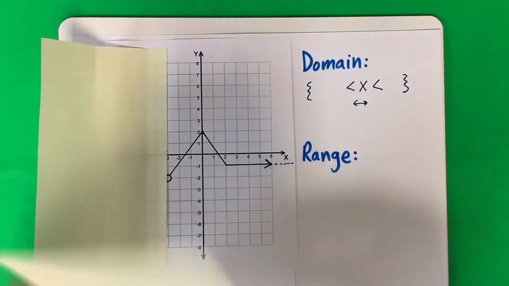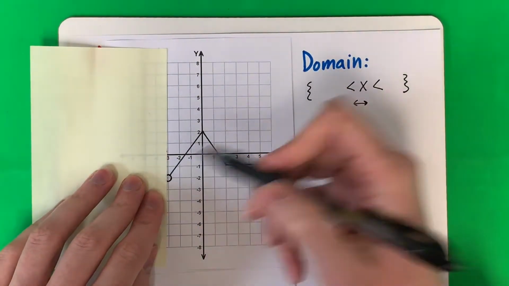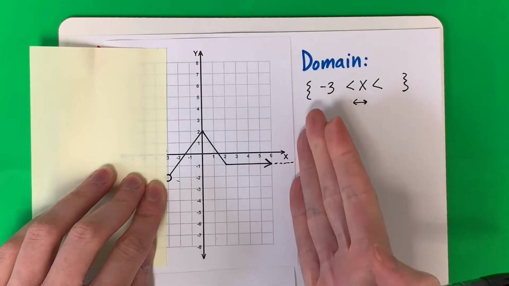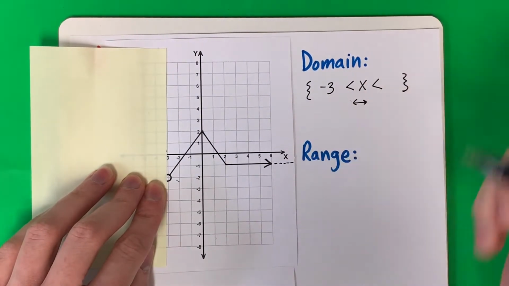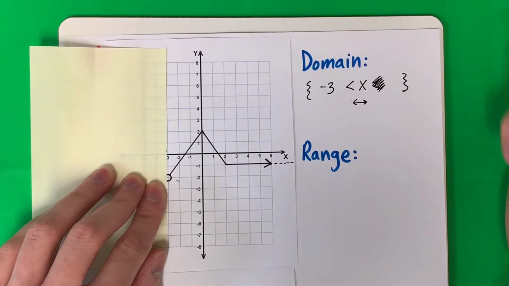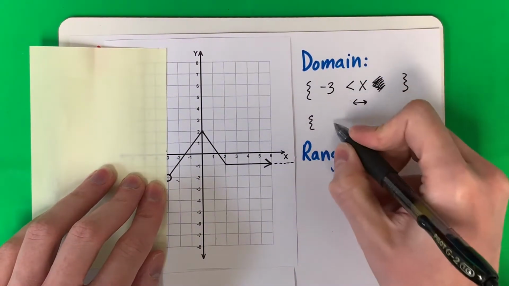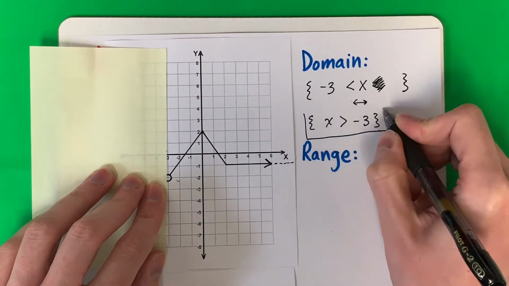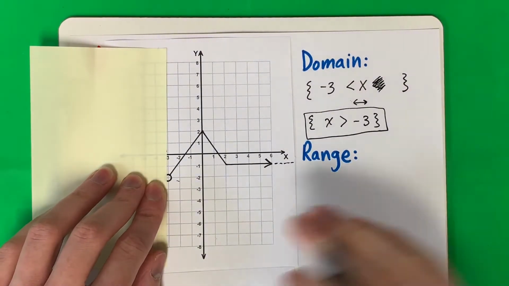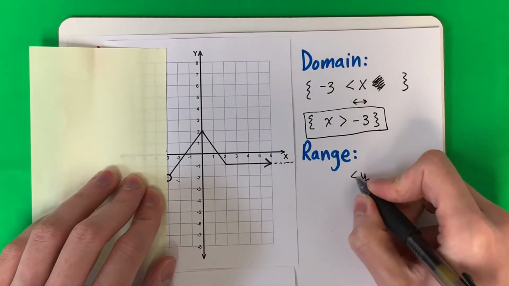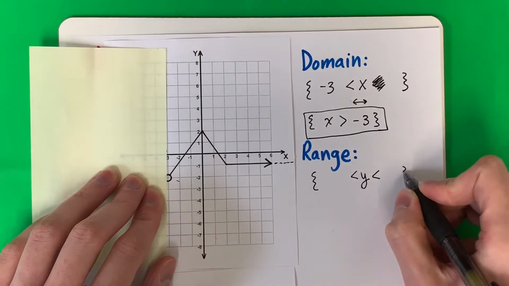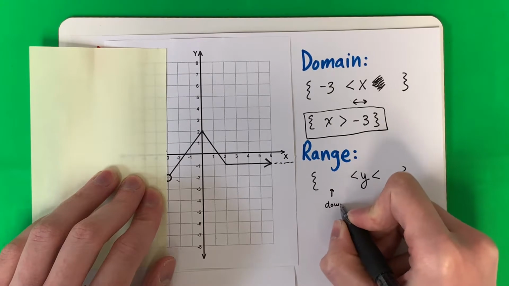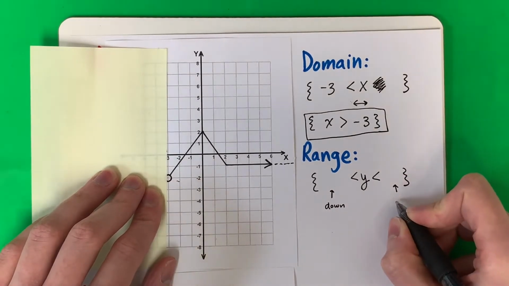So there is no stop. So no sticky. So on the left, it's negative 3, no color, no line, and then on the right, there's no stop. So that will be erased, and we will switch. So x is greater than negative 3. Range is y, put less than on both sides with braces. Okay, remember on the left is the small, which is down, and on the right is the big, which is up.